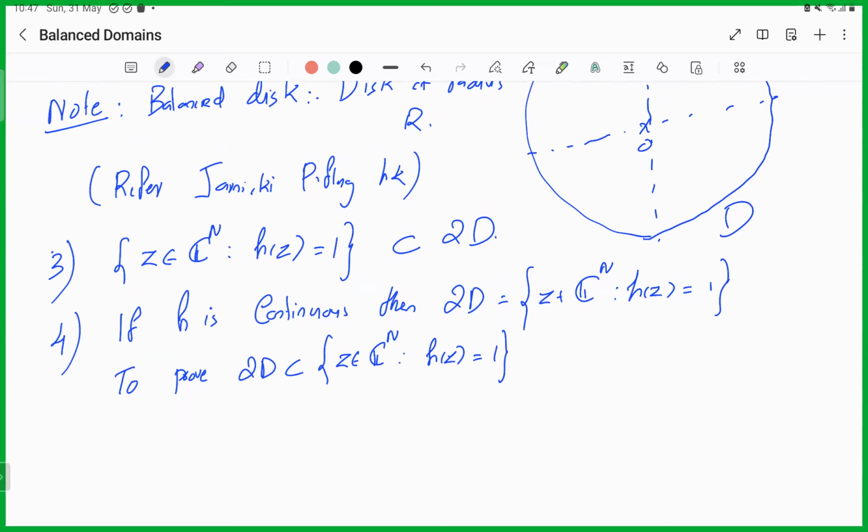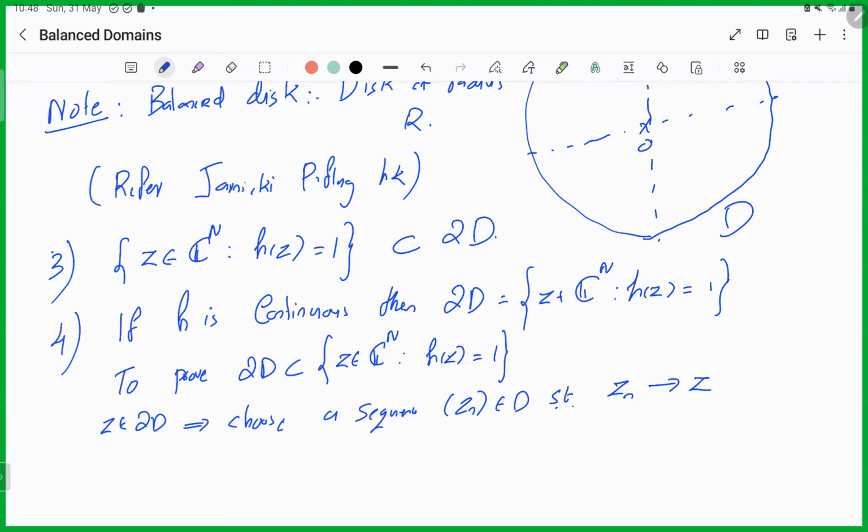So take Zn in D so that it goes to Z0 on the boundary of D. We know h(Zn) is less than 1 and Zn goes to Z0, then h(Z0) should be less than or equal to 1. If it is strictly less than 1, then it is in the domain. Otherwise, we can choose a sequence. I will write the proof. Choose Zn in D such that Zn converges to Z.